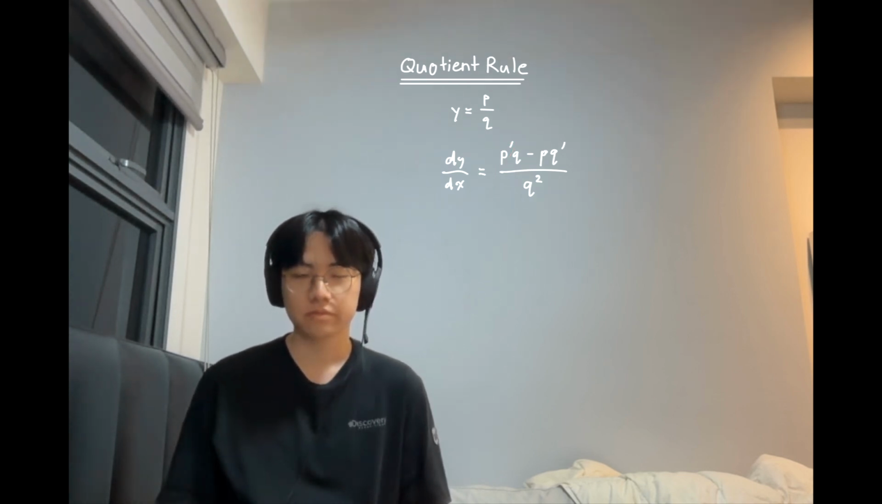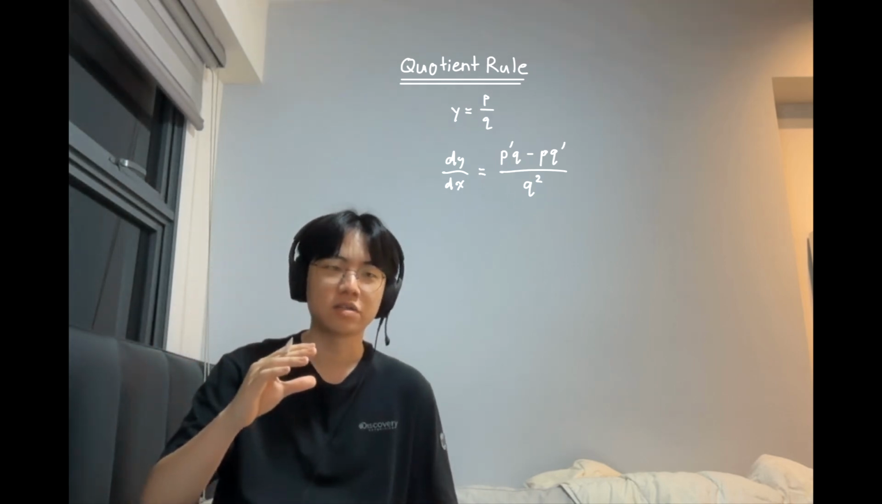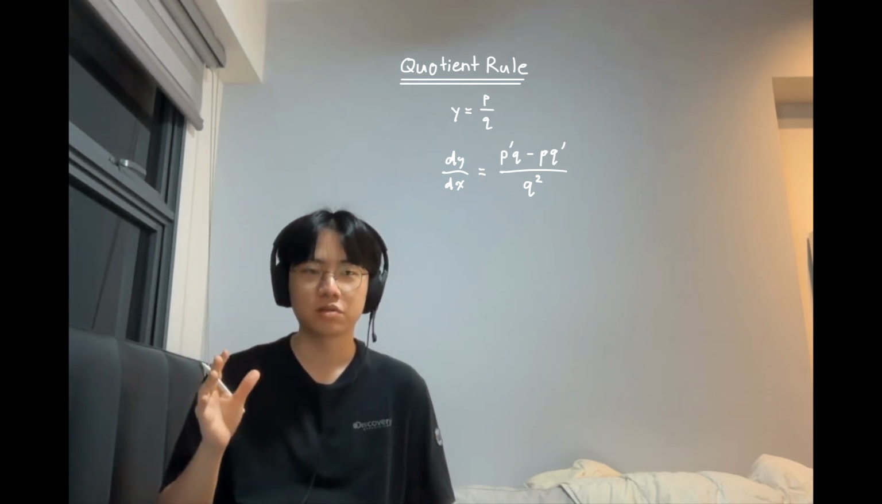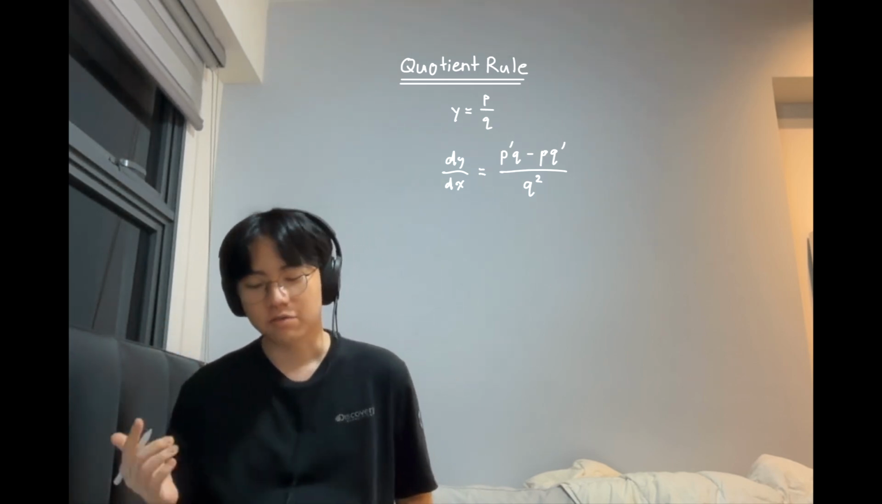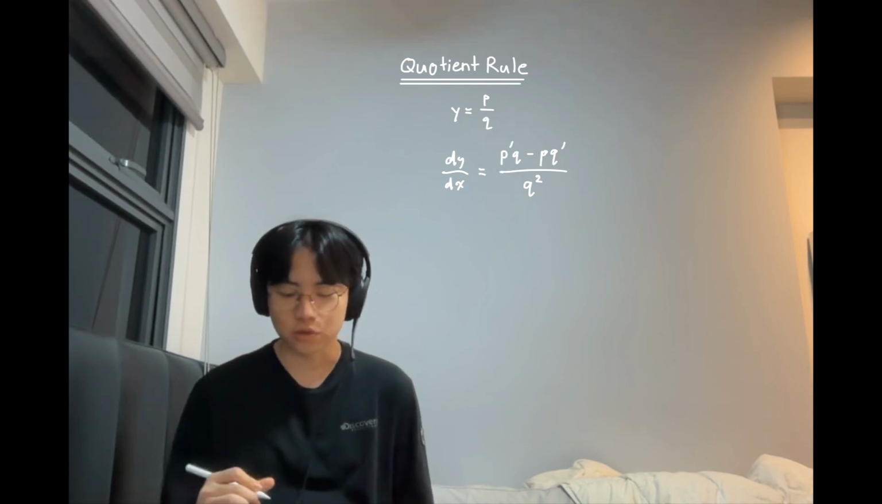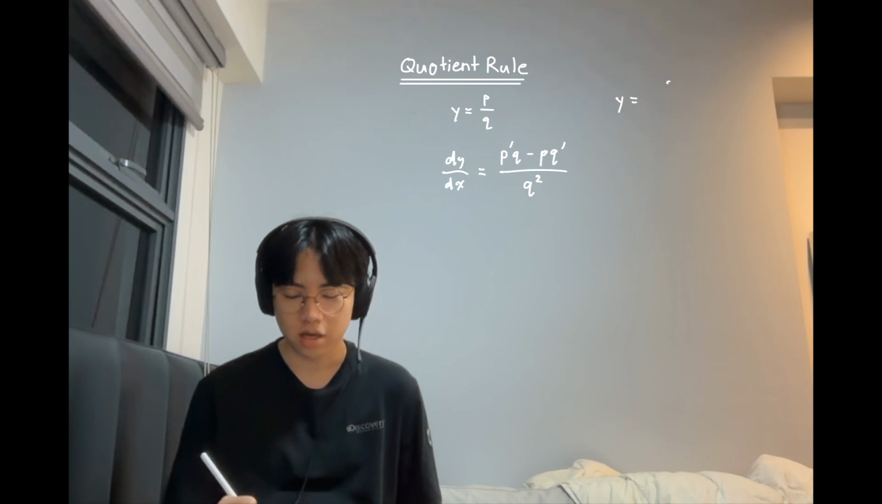So that's pretty much it. You have the p, you identify that. You have the q, you identify that. Find the corresponding derivatives and then plug into this formula. Essentially, that's it. Just to give you an example, we can try. Let's say we had y is equal to x squared over x cubed plus 1.